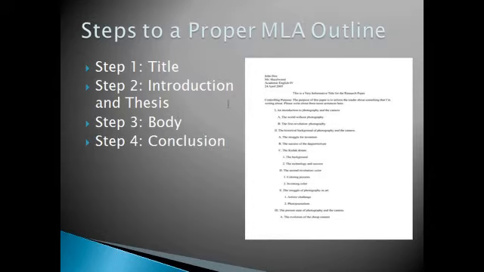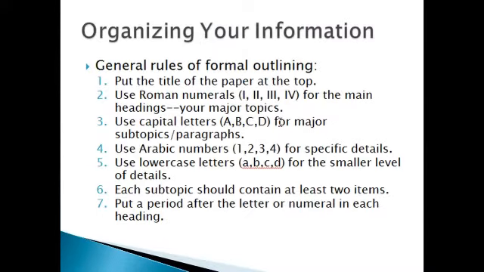So organizing your information in a formal MLA outline is extremely important, and there's a very specific structure you will follow for your formal MLA outline. First, it will begin with the title at the top of the paper, followed by using Roman numerals for the main sections or main headings of your essay. Roman numerals will be followed by capital letters that you will use to indicate the paragraphs you plan to write in your essay. Under each paragraph, you will use Arabic numbers to specify the specific details that go along with that paragraph.